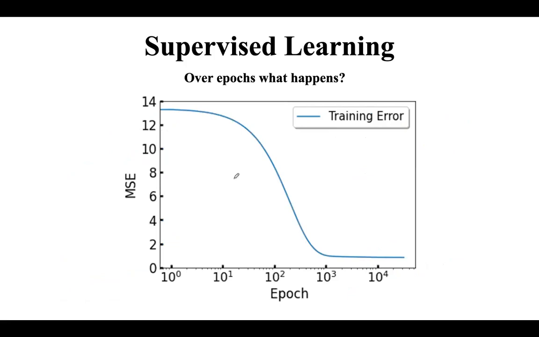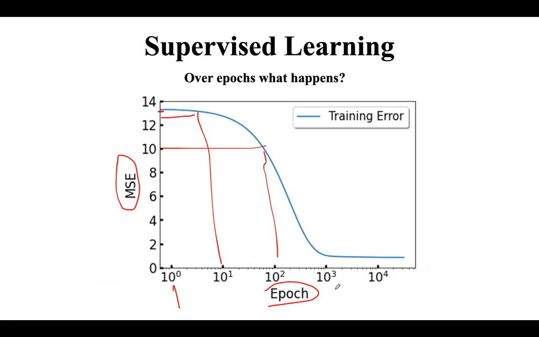This plot is the number of iterations, or epochs, against the mean square error. 10 to the 0 means 1. At the first iteration, our error was 13. After 10 iterations, our error is a bit smaller than 30. After 100 iterations, our error gets down to 10. After 1,000 iterations, our error gets close to 2. And if we continue, we end up having this.